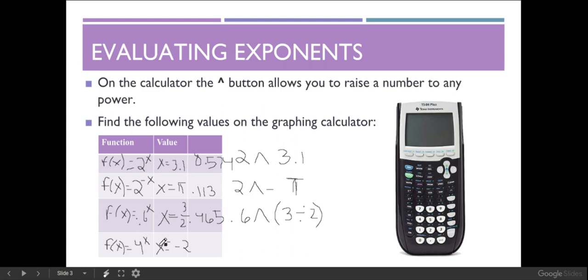For this next example, f of x equals 4 to the x. So our base is 4. We plug in the up arrow, and then we put -2. Keep in mind the negative is not the minus sign. It is this button right down here next to the decimal. And for this answer, we get 0.063.